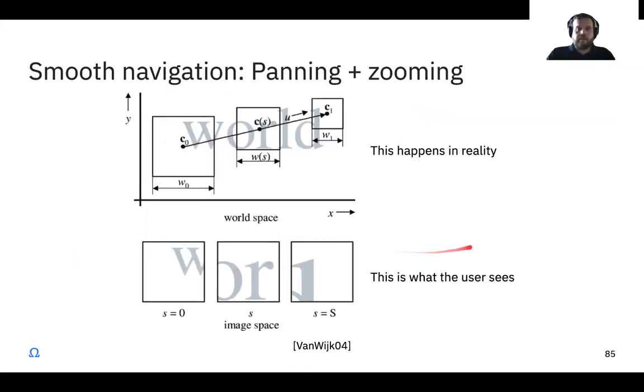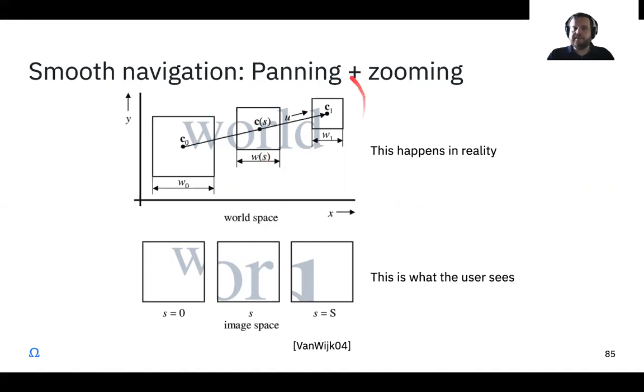So this is a nice decomposition of what happens in reality if we're panning and zooming. The size of the square corresponds to different zoom levels. So this is what actually happens in real life, and this is what we see on the screen, right? Going from this to this. And if we pan and zoom, and we want to read the word world, then we're not going to read it. We're going to read word, right?